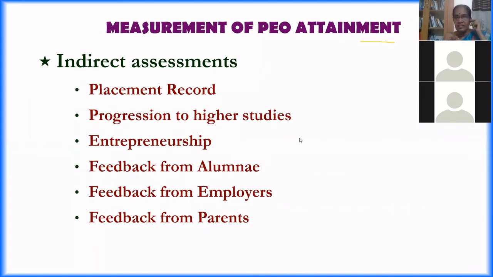PEO attainment is totally an indirect assessment. It is not based on direct assessment. You should set the standard for your program. How many students should be getting placed? How many should progress to higher studies? How many are opting for entrepreneurship? And feedback from alumni, feedback from employers of your students, feedback from parents. And the percentage of this totally should be 100%.